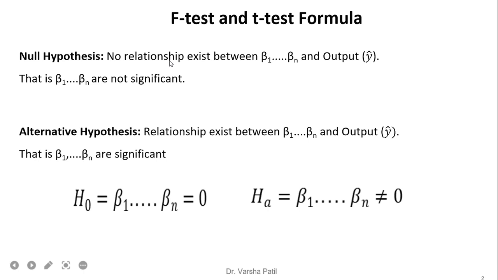When we apply F test and T test for a multiple linear regression problem, we are required to state the null hypothesis and alternative hypothesis. In the null hypothesis, we state that the variables are not significant, while in the alternative, we place a statement that the variables are significant in nature. So this is the null hypothesis and alternative hypothesis respectively.